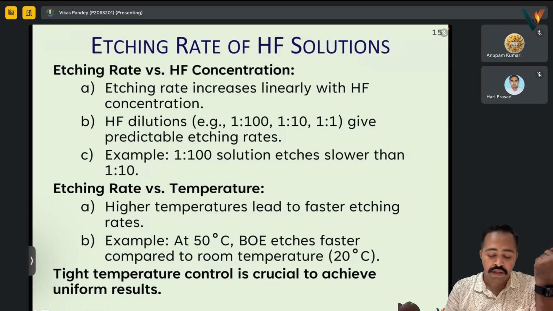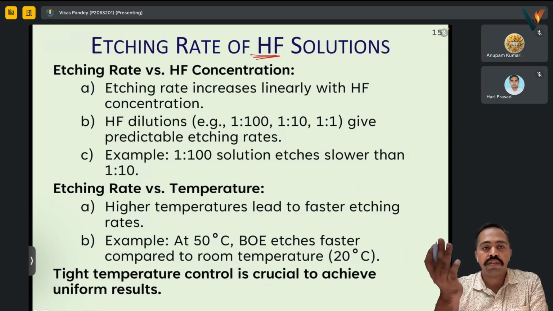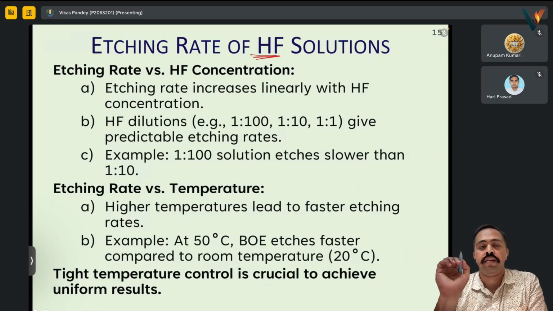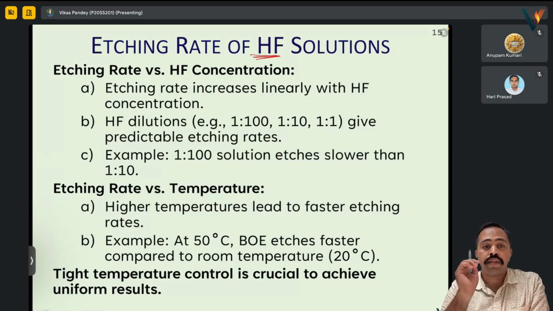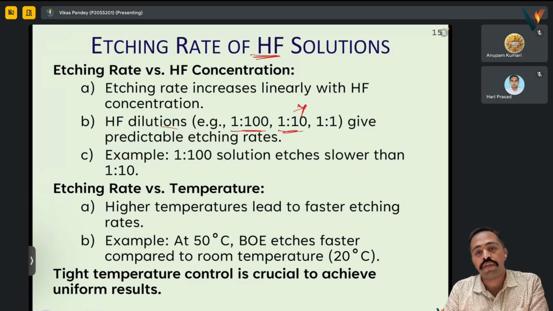So what is the etching rate of HF solution? As we increase the HF concentration, the higher the concentration, the higher the etch rate. Lower concentration means diluted HF, like 1:100, 1:10. So if I was talking about 10%, in our lab we are generally going for 10%. Or you go for 1:1, that is 50%.